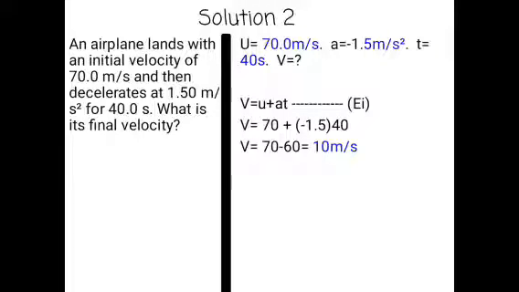Taking a good look at the question, the initial velocity given is 70 meters per second and the acceleration is minus 1.5, that's negative acceleration. So definitely we should be expecting a decrease in the speed, as I said earlier, since the acceleration and the velocity are in different directions. That is, the acceleration is in the negative direction and the initial velocity is in the positive direction. So that makes our answer correct, since the final velocity is 10 meters per second, which means a decrease in the speed.